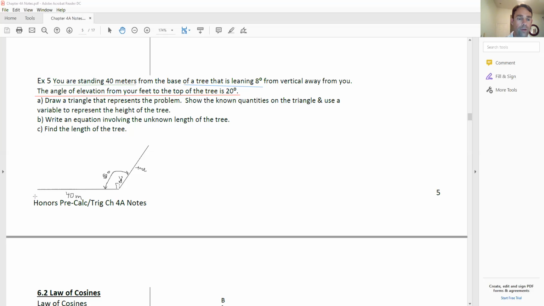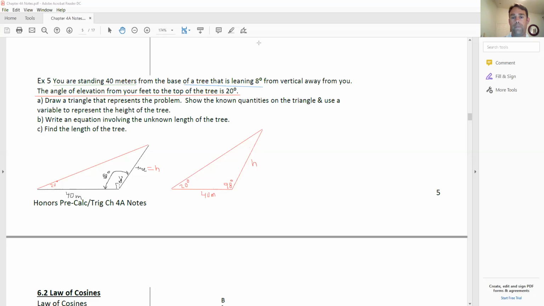So let's go ahead and draw that angle of elevation from the feet to the top of the tree is 20 degrees. So let's draw a triangle that represents the problem. So there we go. We have our triangle. And I'm trying to figure out what the height of this tree is. By the way, friends, if we were to draw this a little bit cleaner, I think we'd find something that looks kind of like this. We have 20 degrees. We have 98 degrees. We have 40 meters. We have our height.